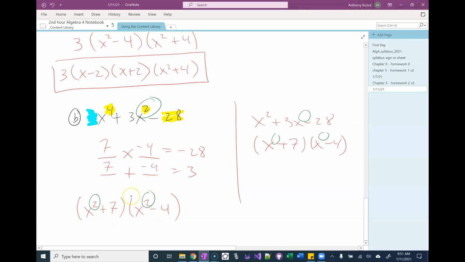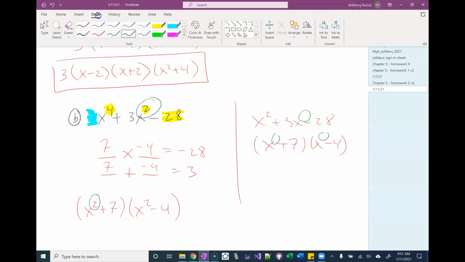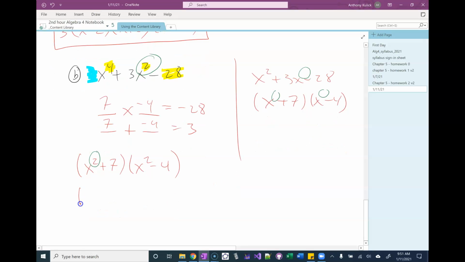Now let's check the x squared minus 4. Is that a difference of 2 squares? Yes, right? So we can factor that a little bit more. X squared minus 4 turns into x minus 2, x plus 2. Everybody's okay there? And then we should check each one of those factors to see if they're factorable, but since they're both linear, we don't have to do anything, right? So that's done.